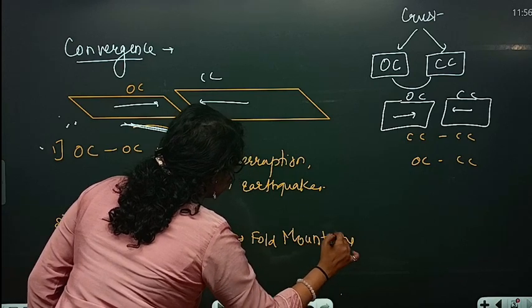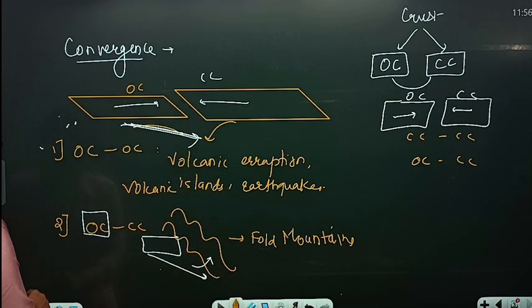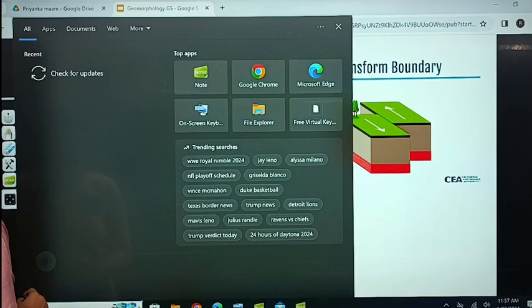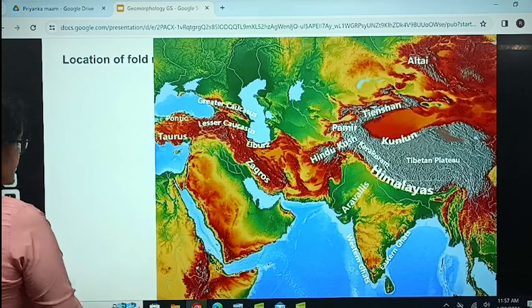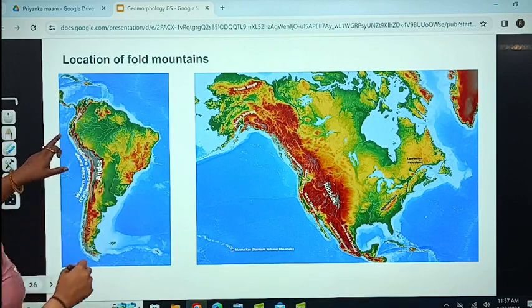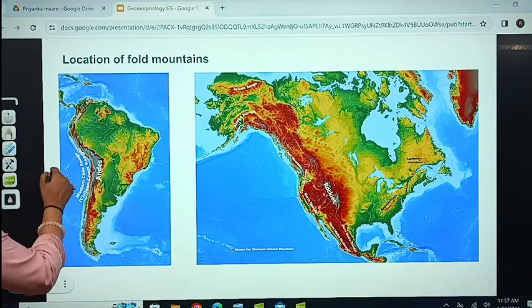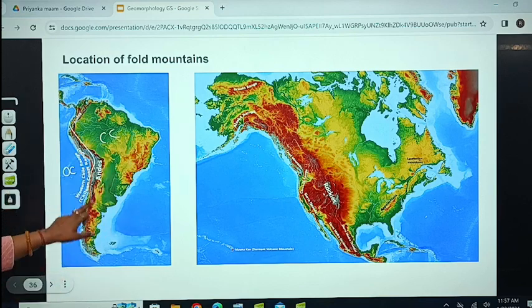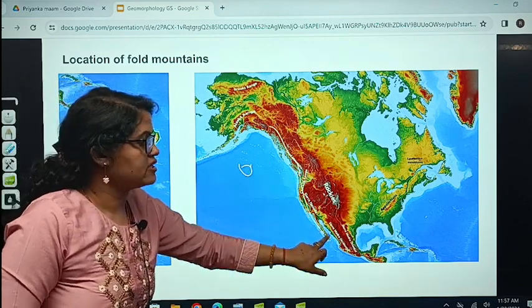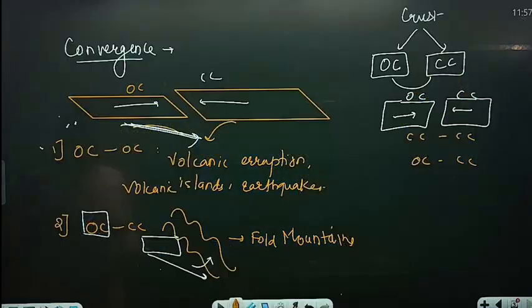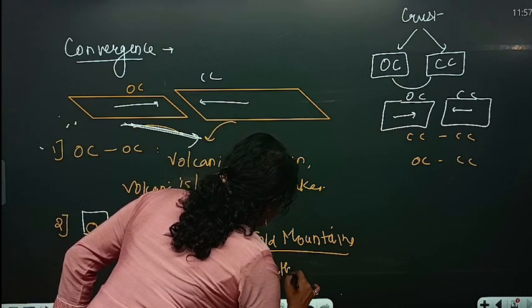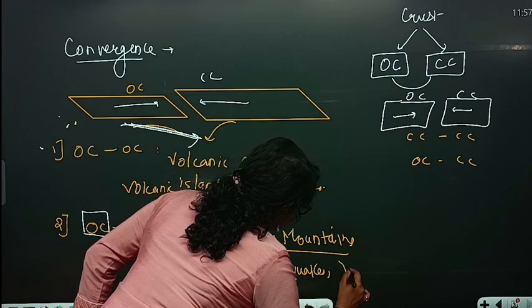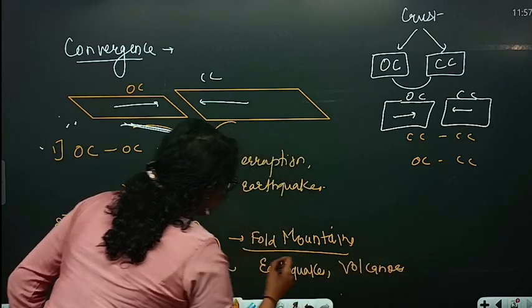All the fold mountains of the world are formed on such edges, for example the Andes, where the Nazca is the oceanic plate and the other is continental crust. See, these are the examples. This is the Andes; this is the oceanic plate, oceanic convergence, and this is continental. So the outcome is fold mountains. The world's fold mountains are formed like this. It overrides, and fold mountains, earthquakes and volcanoes are the outcome. So now the addition is fold mountains.